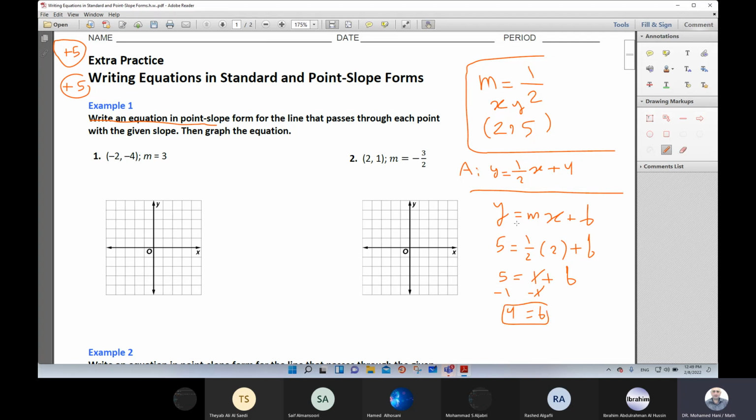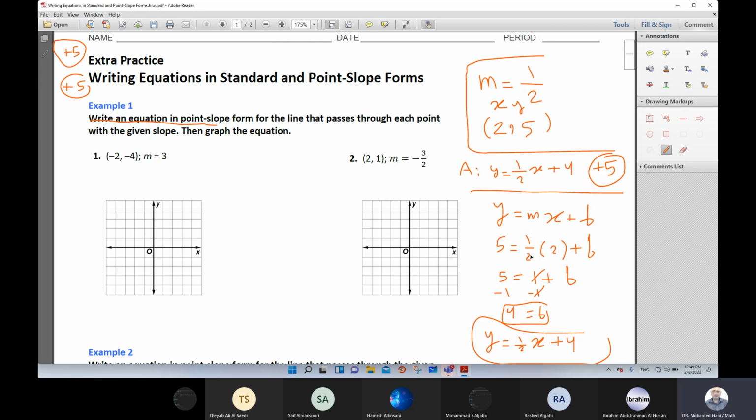Then we have now m and we have now the value of b. So we can write the equation y equal 1/2 x plus 4. So also we have 5 marks for Ibrahim. Great work for all.